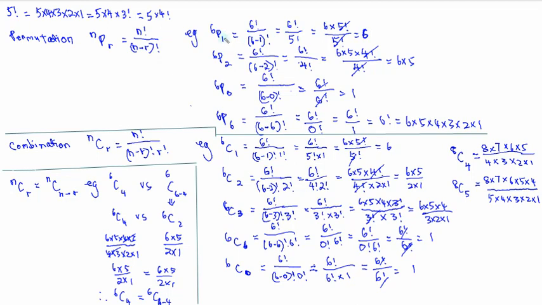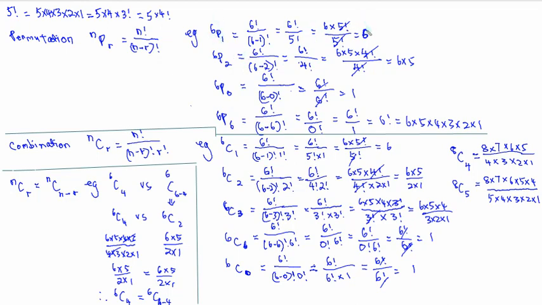Very simple logic. Now, 6P2, using the formula here, 6 factorial over 6 minus 2, you get 4 factorial. So 6 factorial is 6 times 5 times 4 factorial. This cancels out, so you get 6 times 5. Now, how do you understand this? It's very simple.